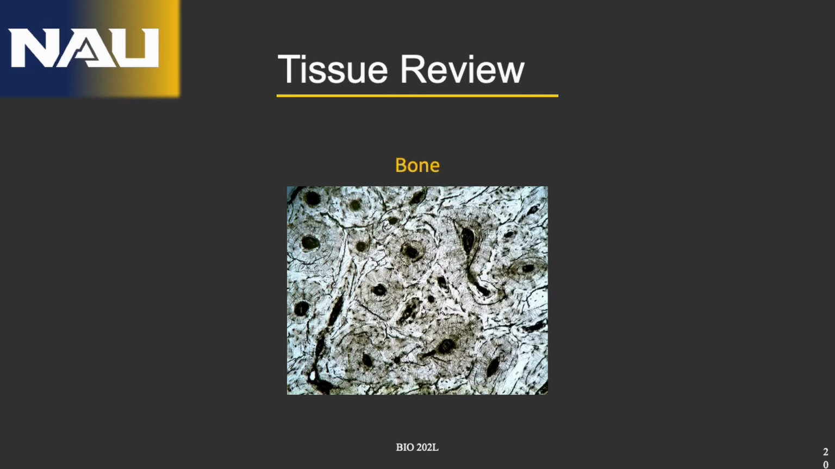This is bone. Bone's also a connective tissue. It's very important for structural integrity of our body, for movement. There's also calcium deposits here, so we can store calcium, which is really important for our nervous system and our chemical gradients within our body.